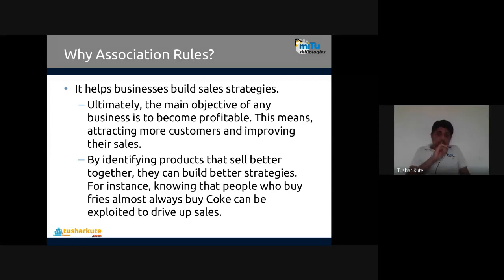First reason: why association rules? It helps businesses to build sales strategies. Correct? What do you think? See, if the customers are taking milk and bread together, you know that if I'm having 10 liters of milk, I'll have 10 packets of bread also.